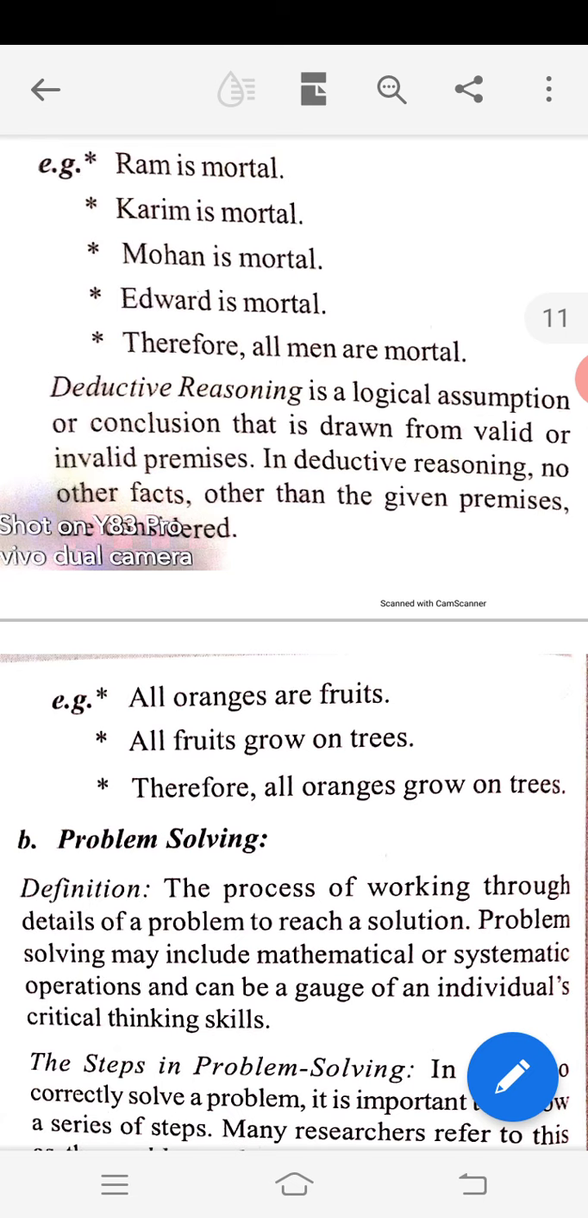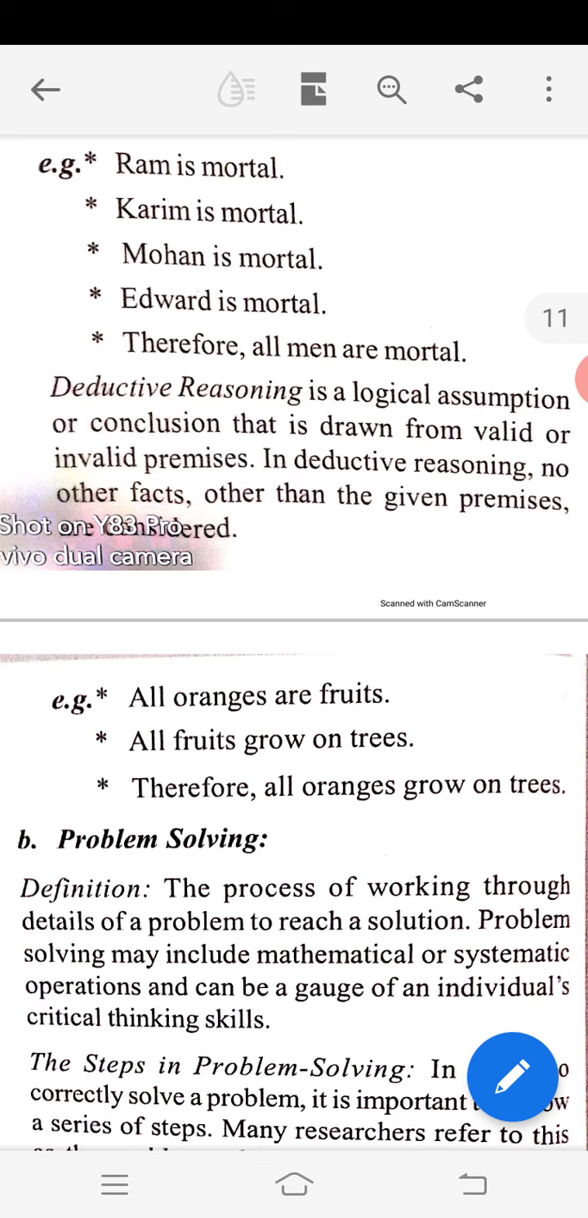Here see the premises. The first premise is that all oranges are fruits. In the second premise, all fruits grow on a tree. Then the inference occurs. In the first premise it is said that all oranges are fruits. In the second premise, all fruits grow on trees. The third stage, inference, occurs. So overall we come to the conclusion that all oranges grow on trees.